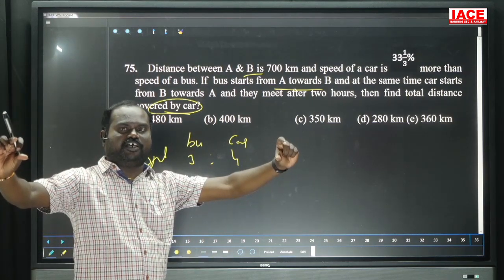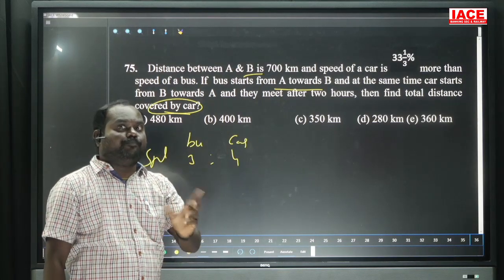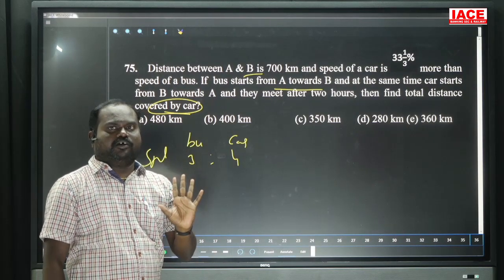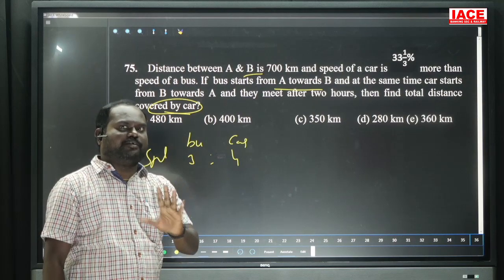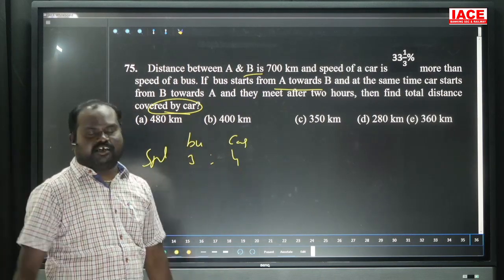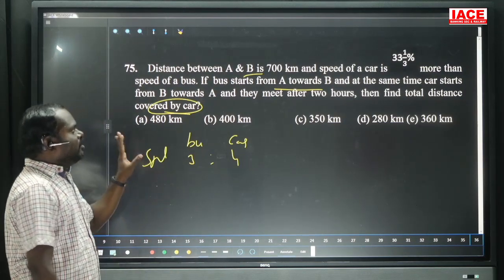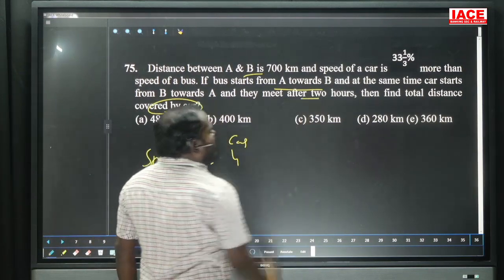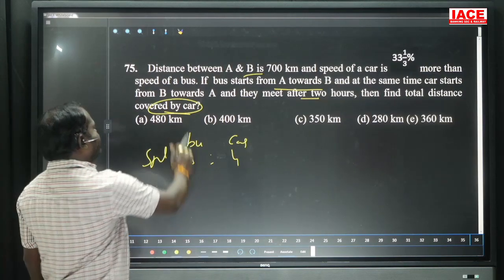Both started at the same time and both are approaching towards each other. They met after 2 hours. So in both vehicles, the time duration is the same, so time is not needed. Whenever timings are equal, just take the timings as equal, because both have traveled only 2 hours until they met. So here, in both cases, time is the same. That should be clear. Find the total distance covered by the car.